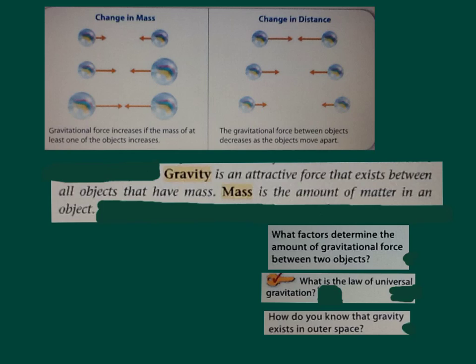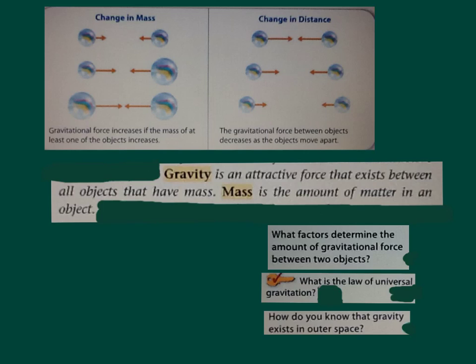Okay, so now I want you to answer 3 questions for me. You're writing these in your science journal and answering them. That would be this one here. What factors determine the amount of gravitational force between 2 objects? The next one, you'll notice the gold key with the red check mark. What is the law of universal gravitation? That is one of our key concept questions that we need to know to show success in this lesson. And the last one, how do you know that gravity exists in outer space?